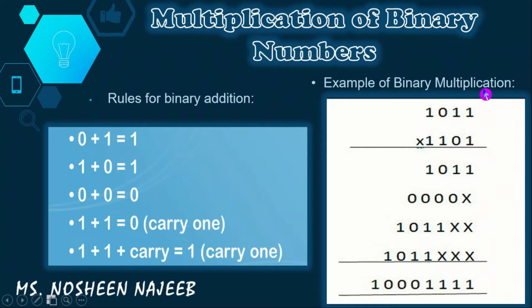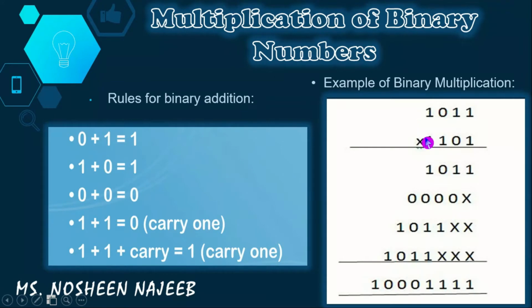First of all, here we have the simple value 1 0 1 1, and then we will multiply it with 1 1 0 1. So we will solve it digit by digit. First of all, simple multiplication as we have in maths: 1 times 1, 1 times 1, 1 times 0, and 1 times 1.